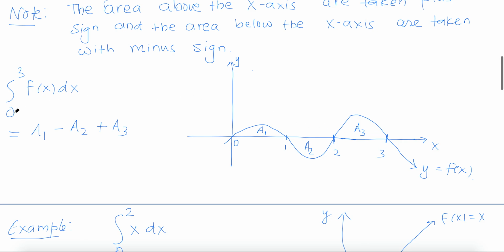If someone asks you to find the definite integral from 0 to 3 of f of x dx, so if you are finding the area from 0 to 3, you just go ahead and add these pieces. You will be adding the pieces from 0 to 1, 1 to 2, and 2 to 3. Remember, if the area is above the x-axis, it takes the plus sign, and if it is below the x-axis, it takes the minus sign. It means you have this area A1, then minus A2 plus A3. If this part was also above the x-axis, then we would have plus here.